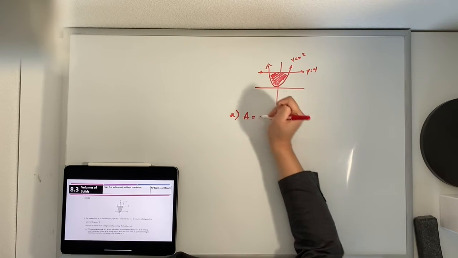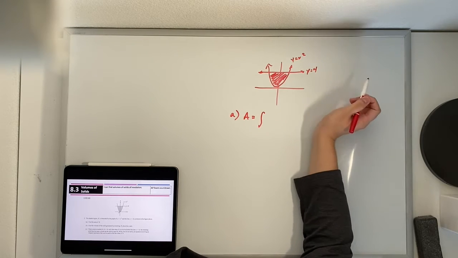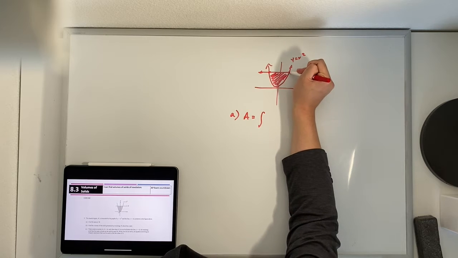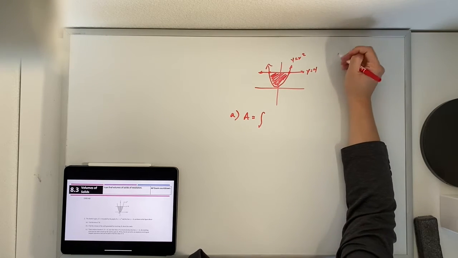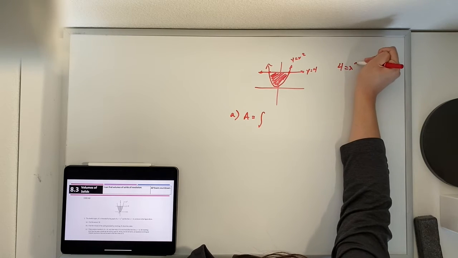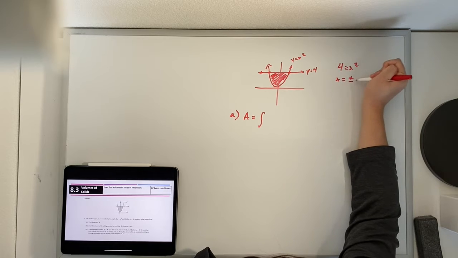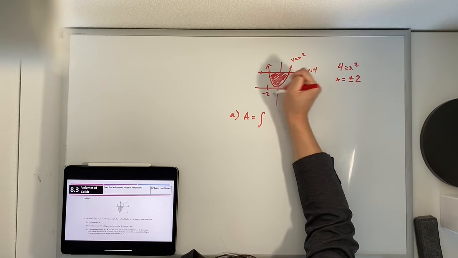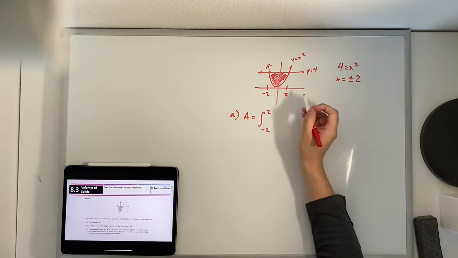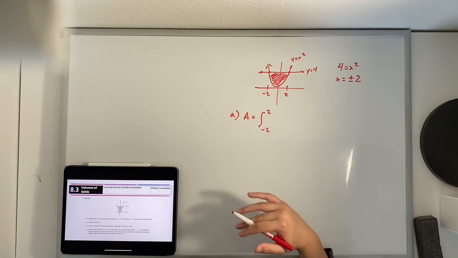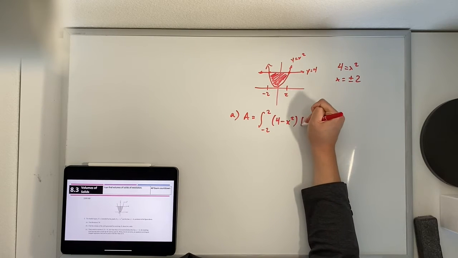Okay, so area equals, well, that's the integral. Now we need our limits of integration. It's going to be our points of intersection here. And how do we find points of intersection? We set our 2 functions equal to each other and solve for x. Take the square root, so x equals plus or minus 2. So this is the integral from -2 to 2 of top function minus bottom function. So 4 minus x squared dx.